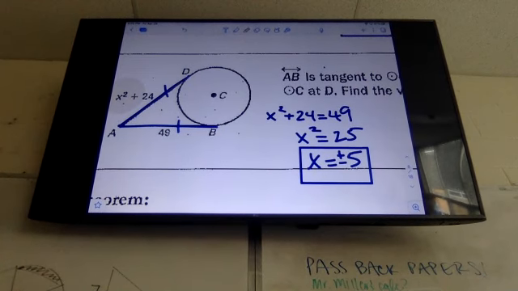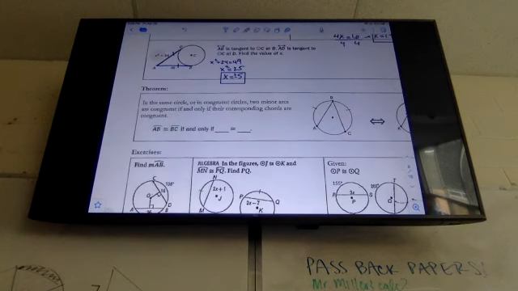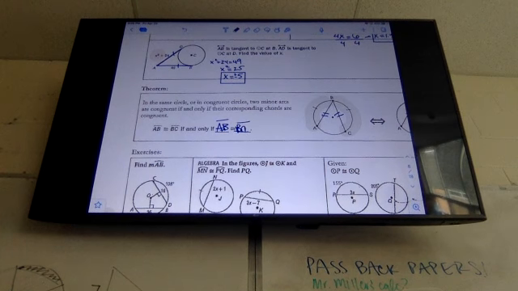All right. Awesome. You ready for the last theorem for today? Anybody have any questions so far? Okay. The last one says in the same circle or in congruent circles, 2 minor arcs are congruent if and only if their corresponding chords are congruent. So arc AB is congruent to arc BC if and only if segment AB is congruent to segment BC. So if the chords are congruent, then the arc lengths and arc measures are congruent.